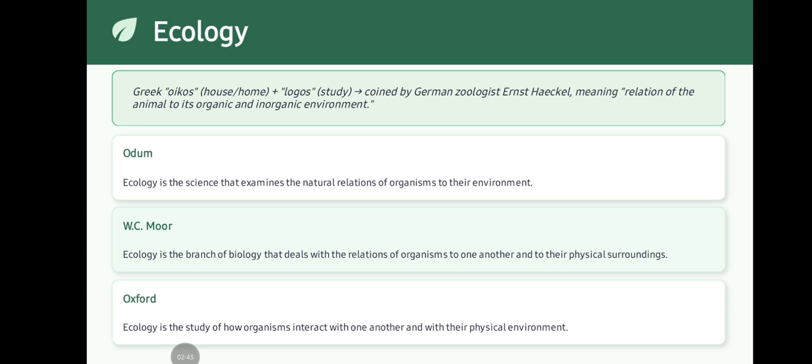W.C. Moore says ecology is the branch of biology that deals with the relations of organisms to one another and to their physical surroundings. Oxford says ecology is the study of how organisms interact with one another and with their physical environment.